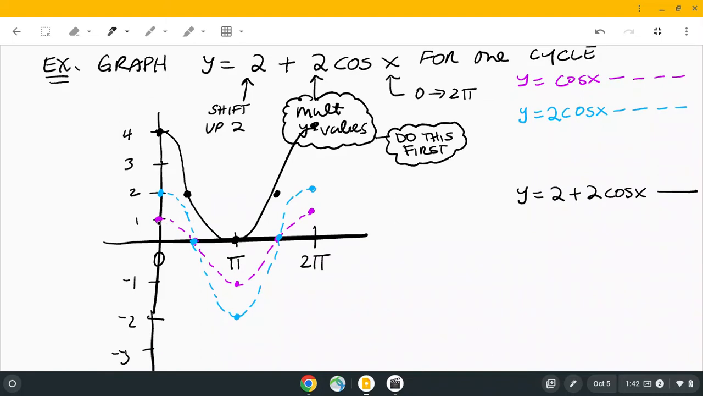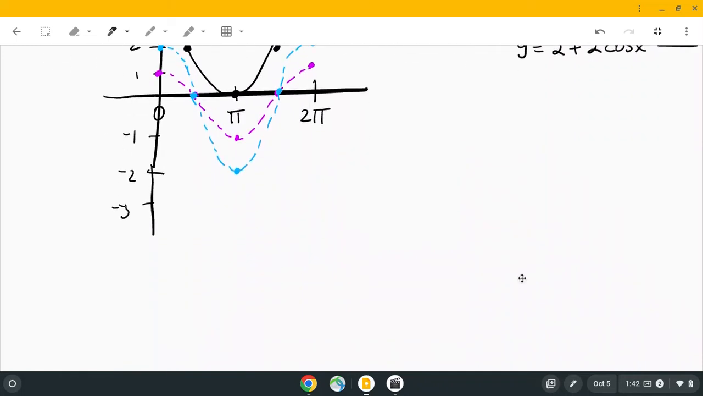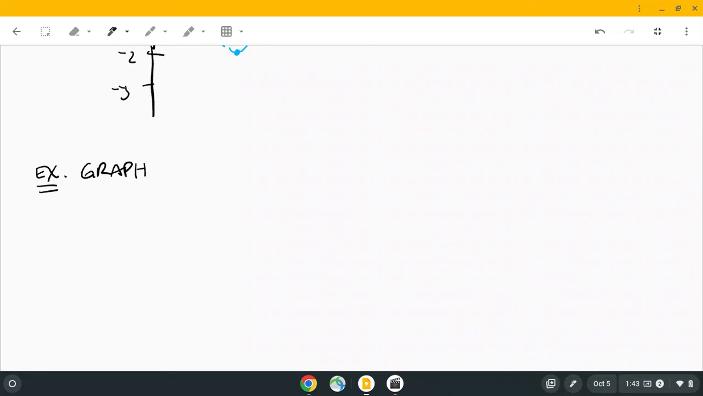Okay, so we started off with the original graph, and then if you ever have to multiply the y values, do that first. So start off with the original graph, multiply the y values, and then shift. Okay. All right, let's take a look at another one. Okay, so let's go ahead and graph y equals 1 minus sine x.